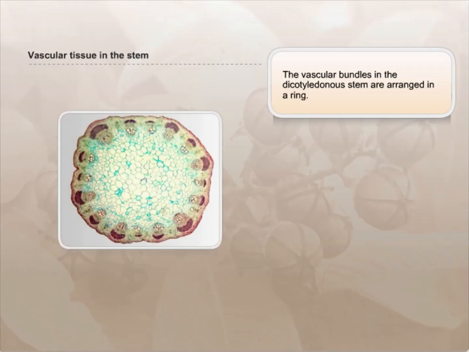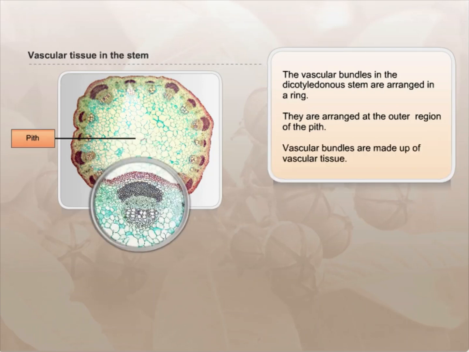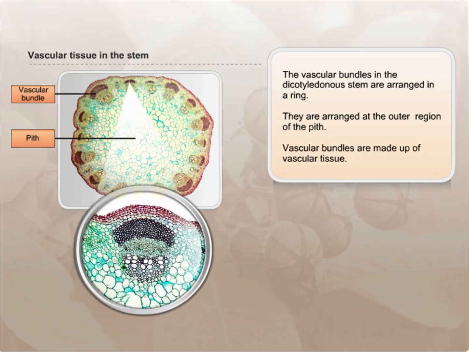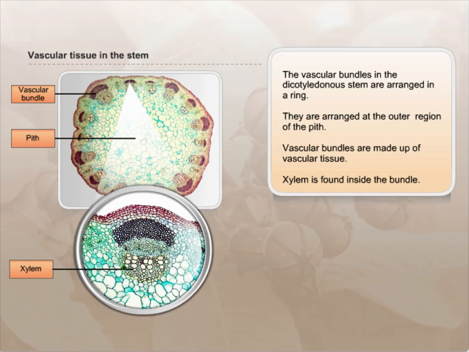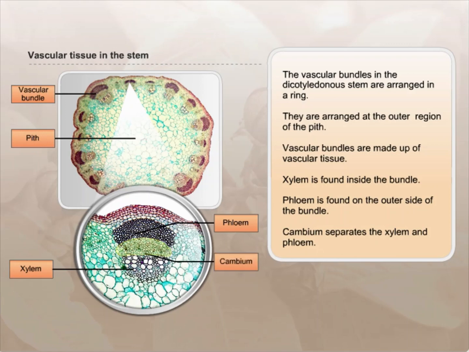The vascular bundles in the dicotyledonous stem are arranged in a ring. They are arranged at the outer region of the pith. Vascular bundles are made up of vascular tissue. Xylem is found inside the bundle. Phloem is found on the outer side of the bundle. Cambium separates the xylem and the phloem.